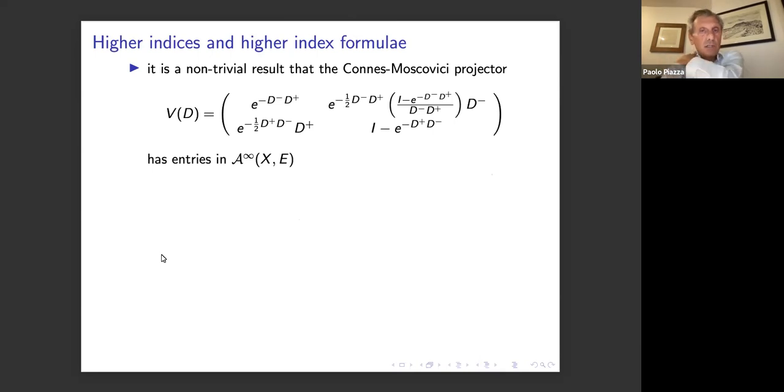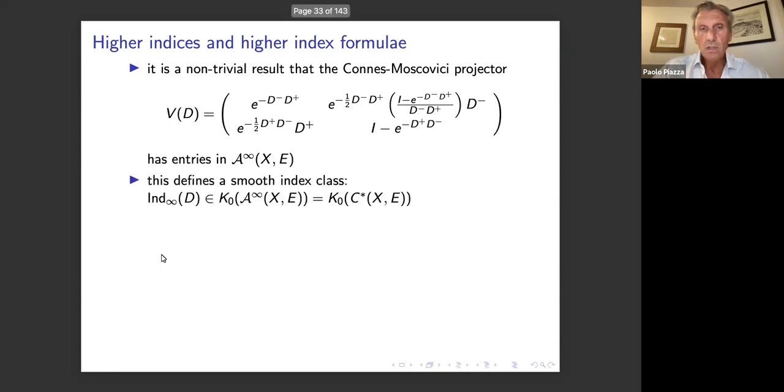Now, it is in fact a non-trivial result also that the Connes-Moscovici projector, or at least what I call the Connes-Moscovici projector, which is this projector, has entries in this algebra. This is an analytic result that you need to establish. There are actually several proofs of this you can use. At the end, it's something related to functional calculus and the Cauchy integral and so on.